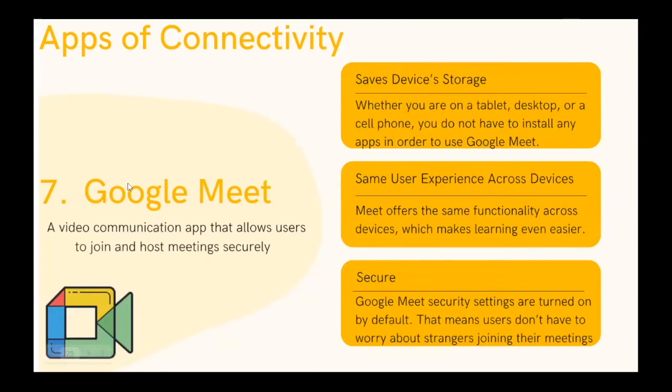So we also have Google Meet. This is a video communication app that allows users to join and host meetings securely. They save device storage because through using Google Meet, you never have to even download the app. You can access the app through a website or through the Gmail app as well. There's also the same user experience across devices. Meet offers the same functionality across devices, which makes learning even easier. It's also very secure. Google Meet security settings are turned on by default. That means users don't have to worry about strangers joining their meetings or anything like that.